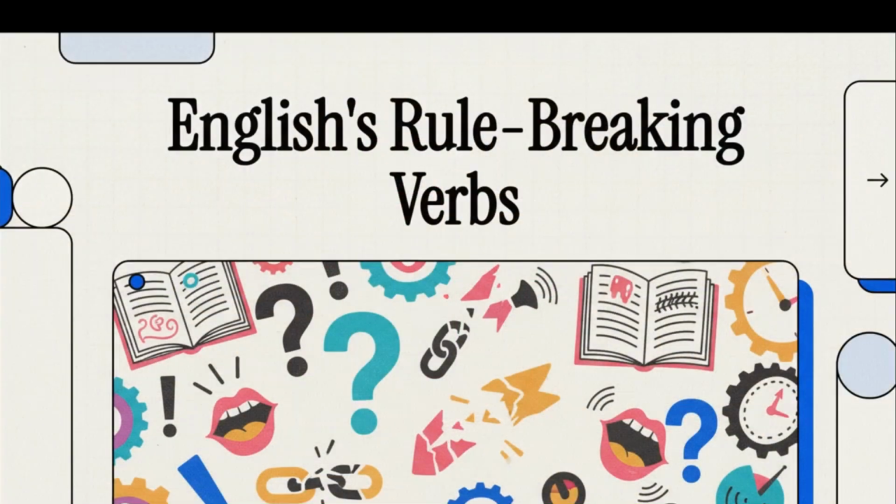Let's talk about one of the trickiest parts of English, something everyone struggles with at some point: irregular verbs. But you know what? Instead of being difficult, I think they're fascinating. They're the language's little rule breakers, and every single one has a story. So let's get into it.